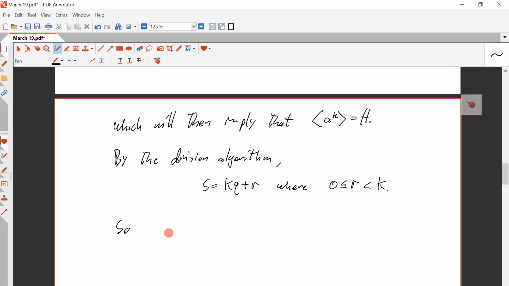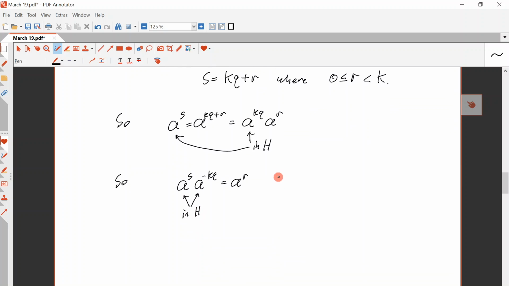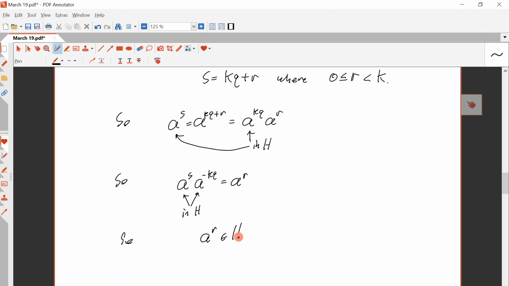Okay, so A to the S, which is equal to A to the KQ plus R, is equal to A to the KQ times A to the R, where this is in H and this is in H. So A to the S times A to the minus KQ is equal to A to the R, where these are both in H. So A to the R is an element of H.